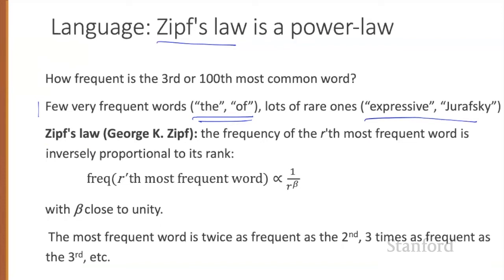Zipf's law says the frequency of the rth most frequent word is inversely proportional to its rank. So the most frequent word has rank 1, the second most frequent word has rank 2, and so on. And beta is close to unity, meaning that the frequency of the rth most frequent word is roughly proportional to 1 over r. That means that the most frequent word is twice as frequent as the second most frequent word. The most frequent word is 3 times as frequent as the third most frequent word, and so on.